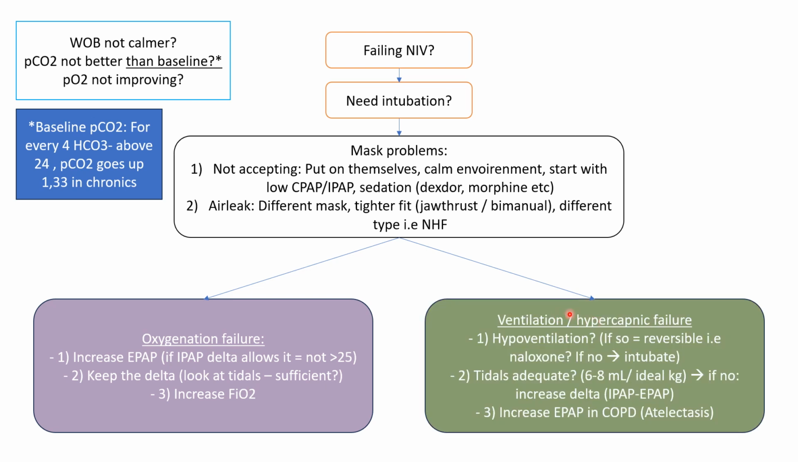And the ventilation: are they hyperventilating? Then you cannot do anything about that. Are the tidal volumes adequate? If not, increase the delta or increase EPAP. In COPD patients sometimes, because they have atelectasis, it can be good to give a little bit of EPAP, because COPD patients are also auto-PEEPing with their lips themselves. So it can help sometimes. Okay.